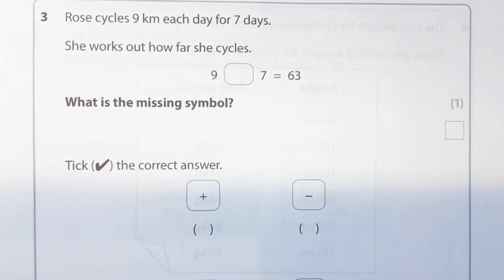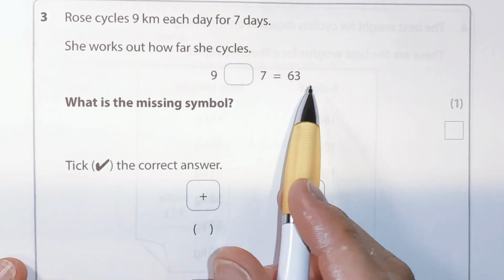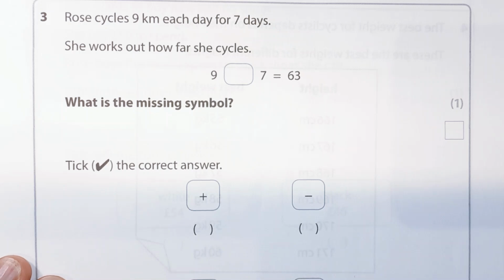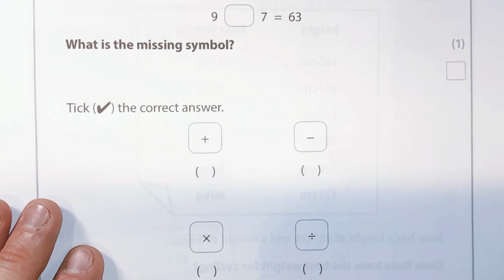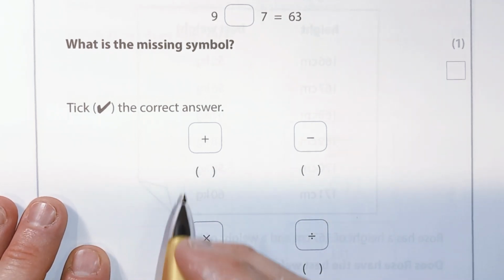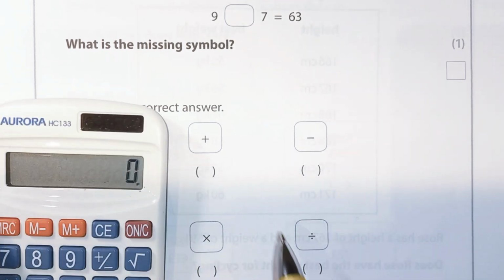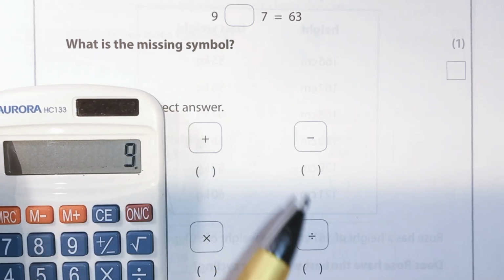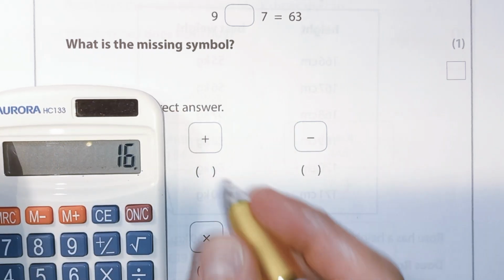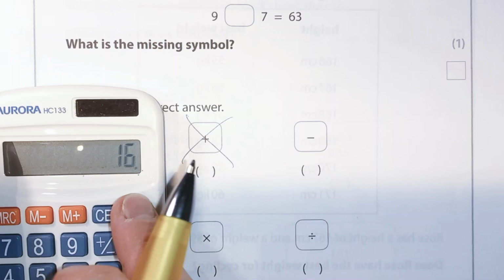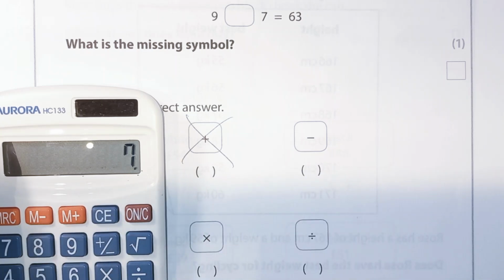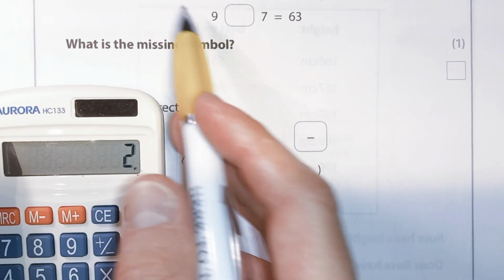Question 3. Rose cycles 9 kilometres each day for 7 days. She works out how far she cycles. She does 9 something 7 equals 63. What is the missing symbol? Well, you might know this one straight away, and if you do, that's excellent. If not, you can test them all out. So we can say, well, what about if it was plus? So 9 plus 7? No, that's not 63. What about if we use minus? 9 minus 7? But also, that doesn't really make sense, is it? Why would we be taking away?